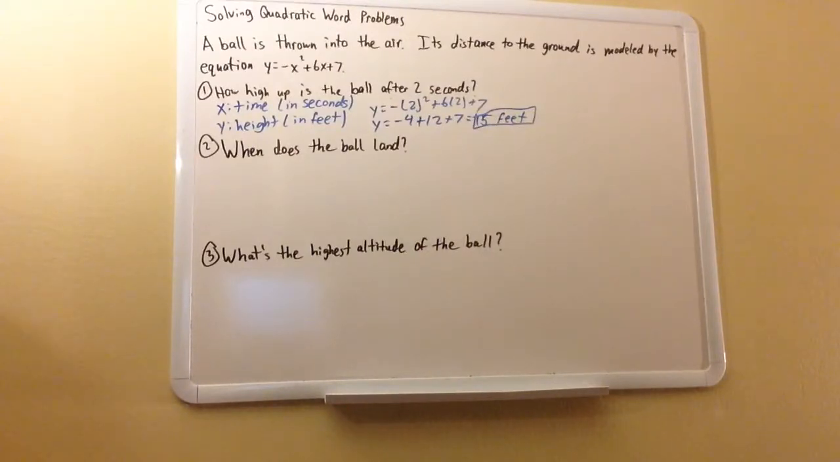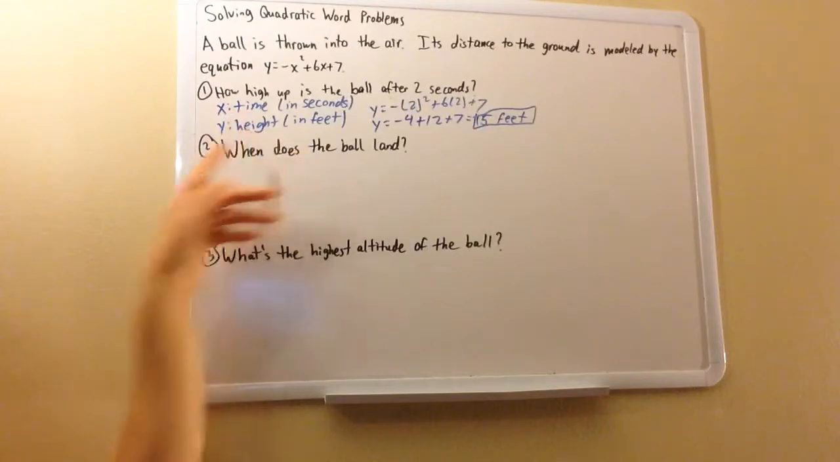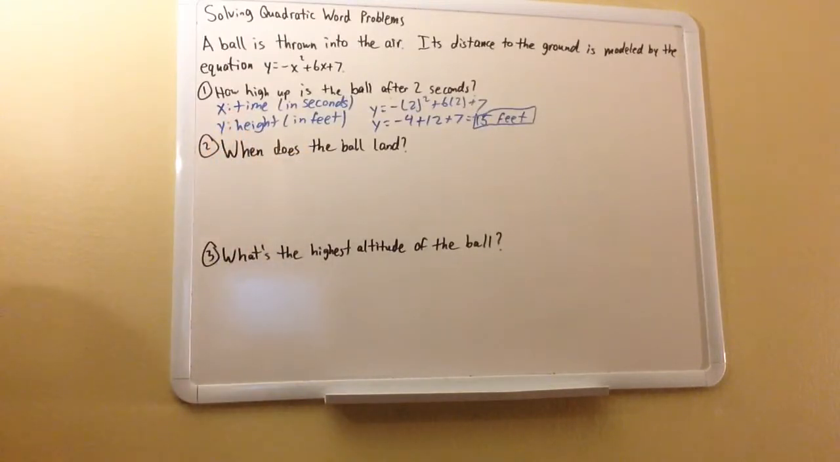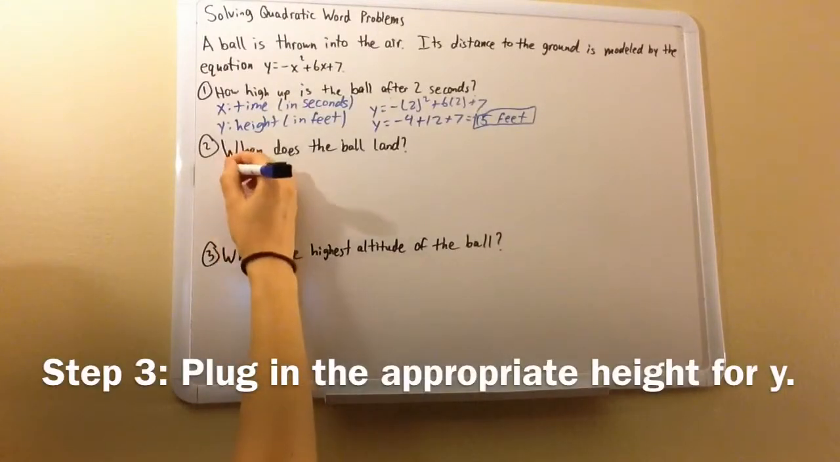The next problem says, when does the ball land? So when is a time question? So we're trying to answer for x. We're trying to find x here. And the big hint here is, when does the ball land? So when the ball lands, it is how high off the ground, right? What is the height? Because if we're trying to find x, that means we probably know something about y. So if the ball's on the ground, it is 0 feet off the ground, right? It's on the ground. So this is going to be 0 is y.